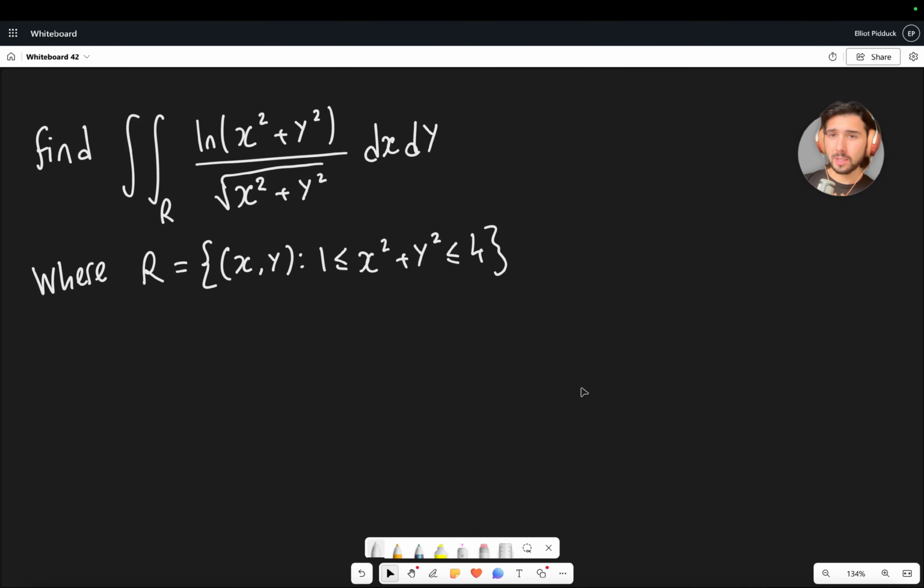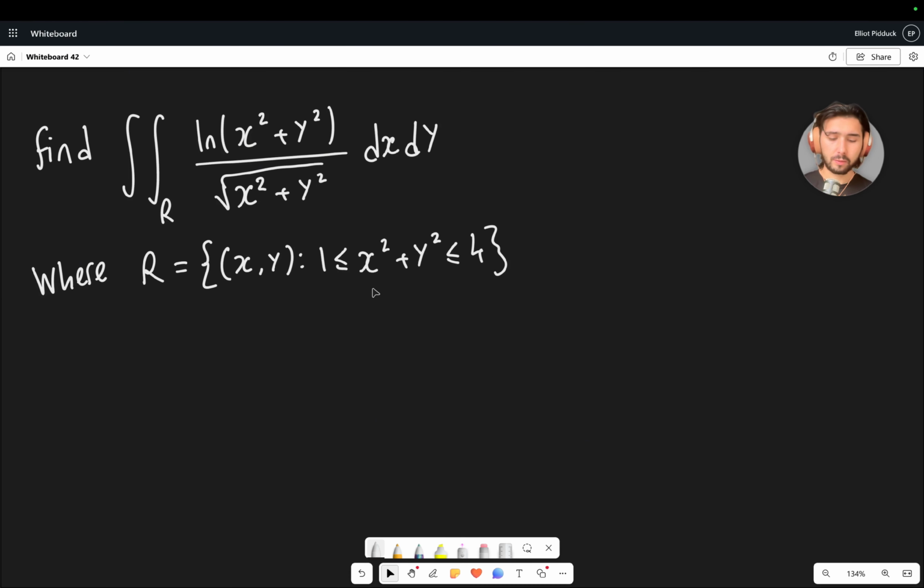We are looking for the double integral of the natural log of x squared plus y squared over the square root of x squared plus y squared dx dy. And the region that we're integrating over is this region here. R is the set of all x and y coordinates such that x squared plus y squared is less than or equal to 4, but greater than or equal to 1.